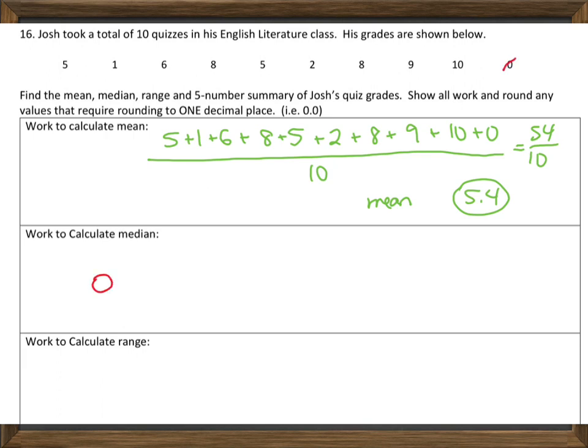So it looks to me like the smallest number is 0. Then we have 1. Then we have 2. Notice I'm crossing them off as I go so I don't forget any or count something twice. Then I have a 5, another 5. Then I have a 6. I have 2 8s. Oops, let's not put them so close together. Then I have a 9 and a 10.